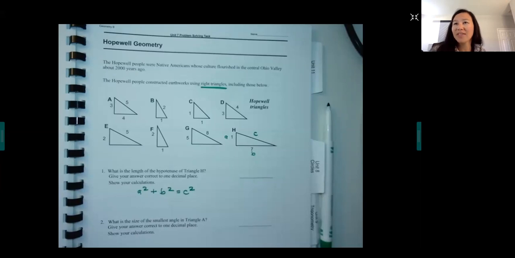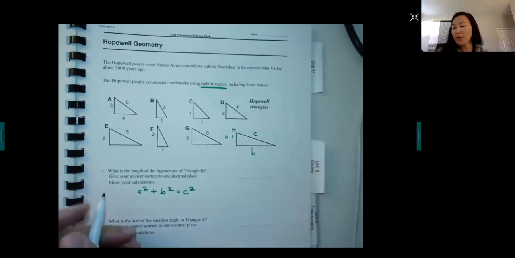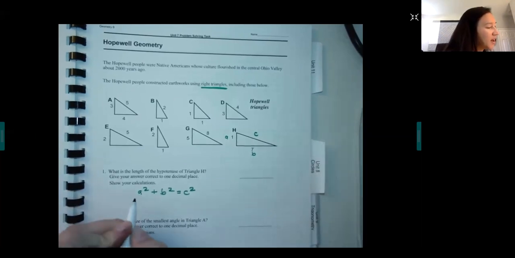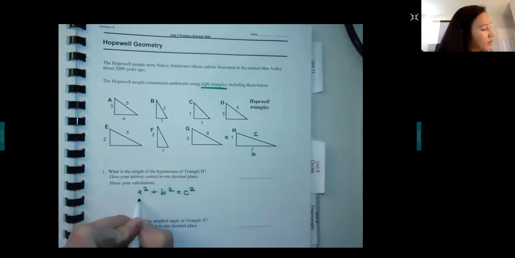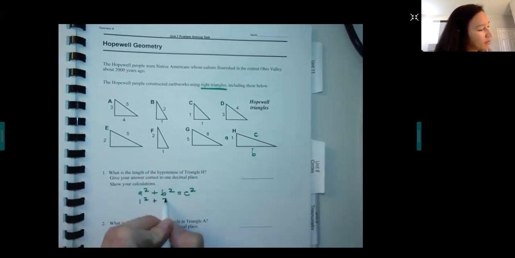Yay, we're getting it. Very good. Okay, let's go ahead and go over it. I think most of us have it now. You guys got it. Okay, so A is 1. So we plug in 1 for A and square it, plus B, which is 7. We square that, equals C squared.